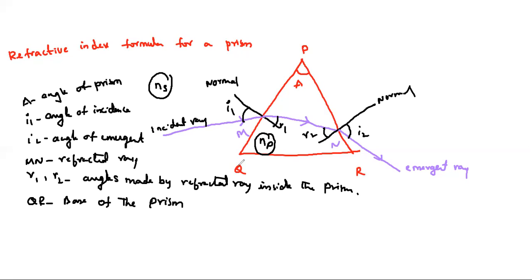Now I am extending the path of the incident ray as it is, as well as the emergent ray path in backward direction. So these two will meet together. This angle I consider as angle of deviation, where O is called point of intersection of the incident ray and the emergent ray. What is the angle? Angle D is called angle of deviation.